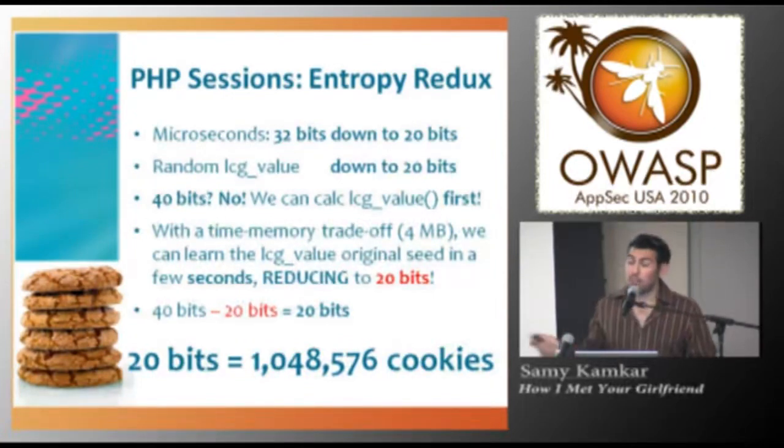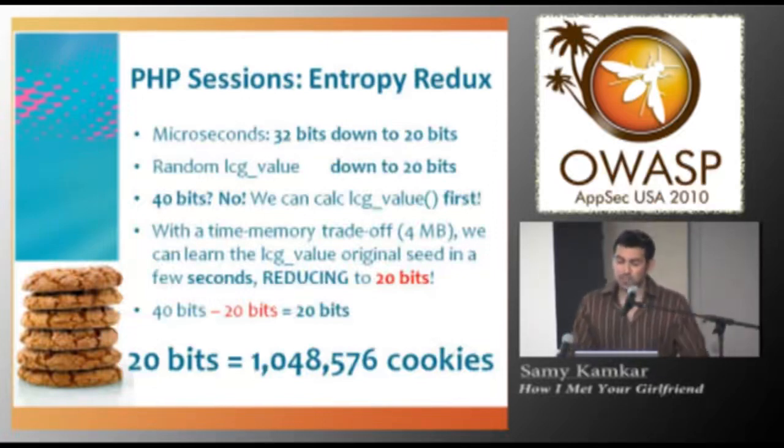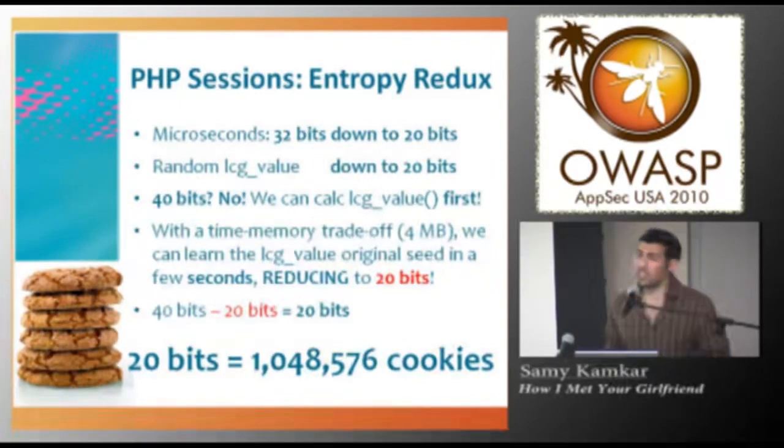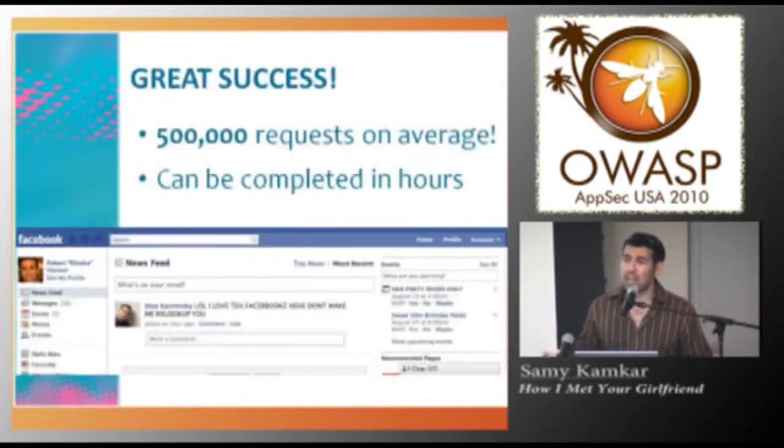With some code and a time memory trade-off that I've released code for, you can actually calculate that 20 bits within seconds on a MacBook Pro. So you're left with 20 bits. That's just over 1 million possible cookies. 1 million possible cookies. You can brute force that in a matter of hours in a day. On average, that means 500,000 cookies. 500,000 cookies, a couple of hours, and you have just determined someone's session ID on a website.